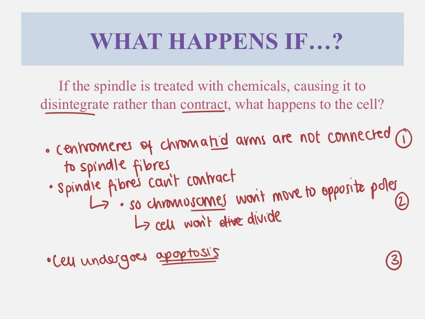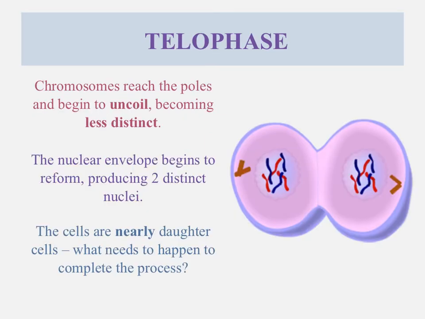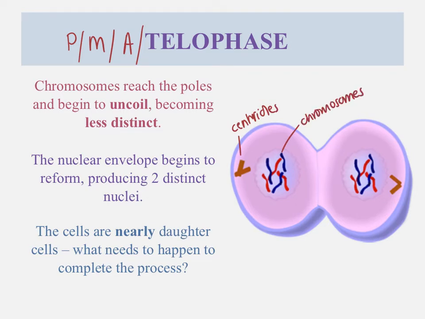We're going to move on now to the final stage of mitosis. After we've had prophase, metaphase, anaphase, now we are at telophase. Again, you can see that the structure of the cell has massively changed. We've reached the poles of the cell now. So we've gone towards those centrioles, and we've got separate chromosomes in each half of our original cell.